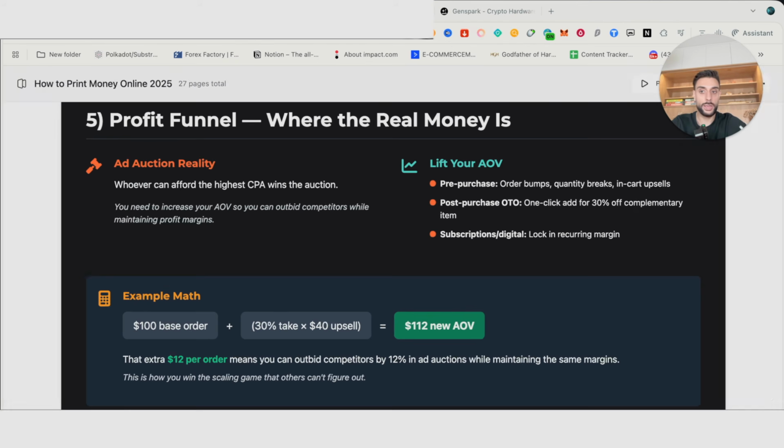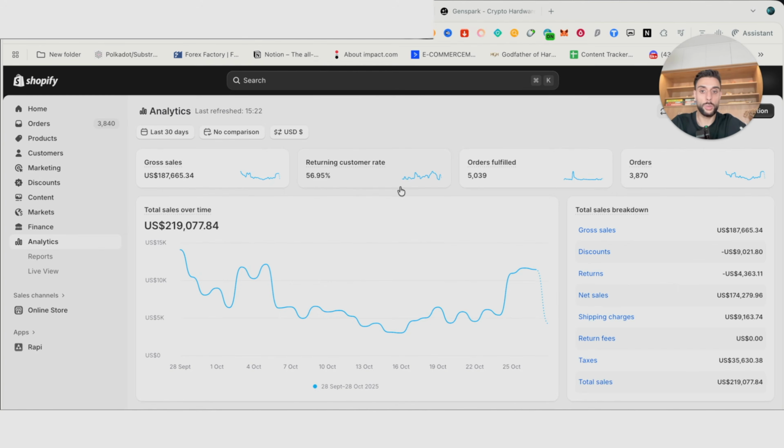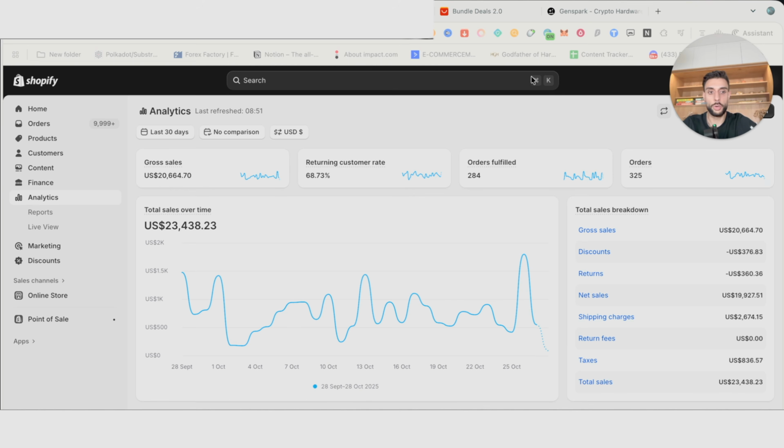Now, if you look at my Shopify analytics, look at what's really good. Look at the returning customer rate. This is why we're able to make these crazy numbers every month, because the returning customer rate is crazy, guys. Now, here's another fairly new store that we're running. This one's only done $23,000 in the last 30 days, but again, look at the returning customer rate, 68%. This kills 95% of the other e-com guys and dropshippers.